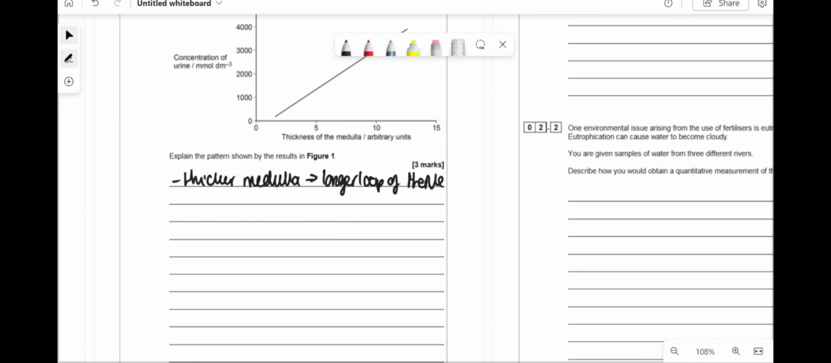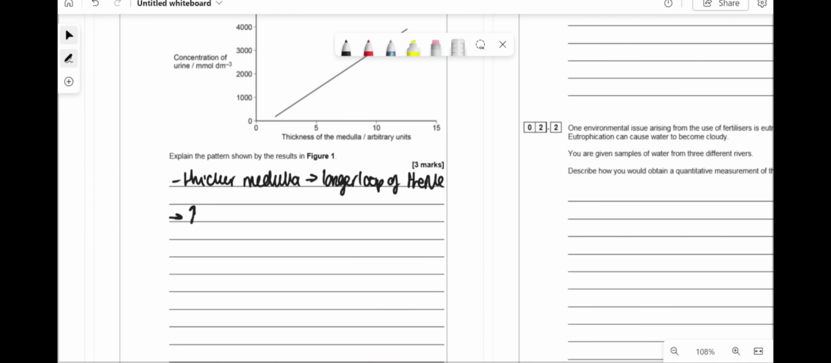So what happens is near the top of the ascending limb of the loop of Henle, sodium ions are pumped out into the medulla. And generally speaking, where sodium goes, water follows. So if I draw an example, let's say we've got the ascending limb here. Sodium ion moves out here, that's going to decrease the water potential, so water is going to follow as well. So if you've got this longer loop of Henle, you've got way more sodium coming out, an increase in sodium concentration in the medulla, so more water follows.